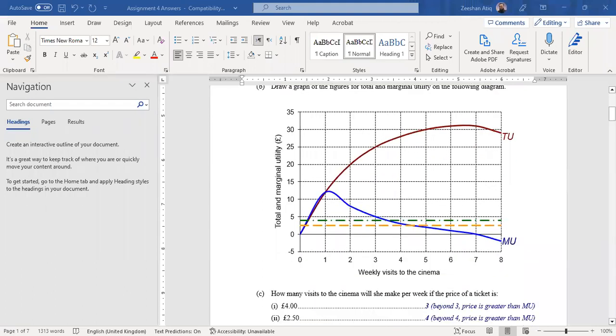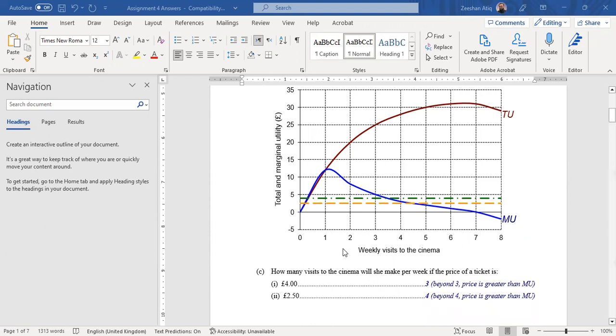So when a person in this particular diagram is making 8 visits to the cinema, the additional utility that he is getting actually becomes negative, and that decreases the overall total utility.